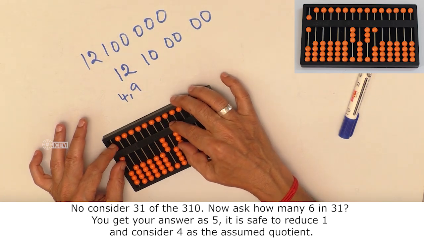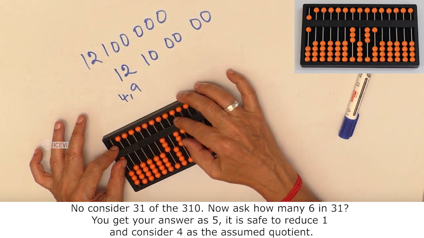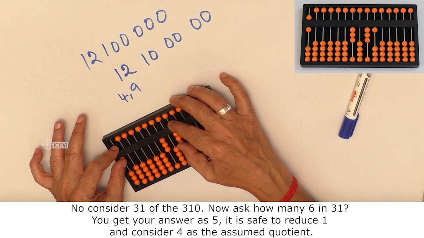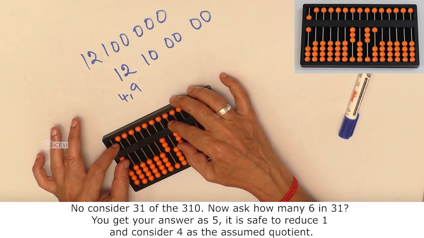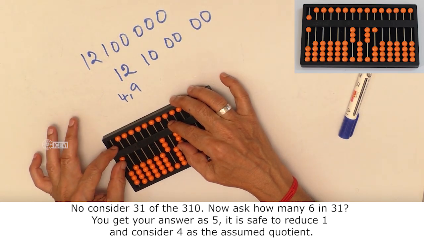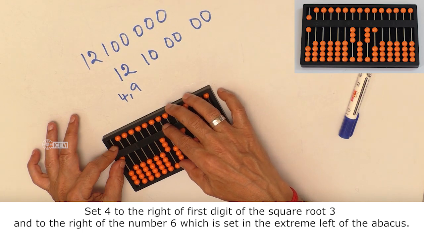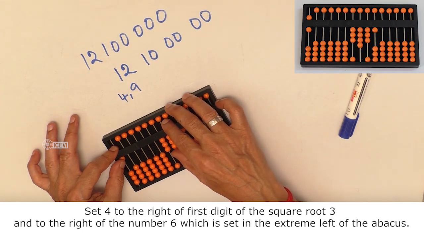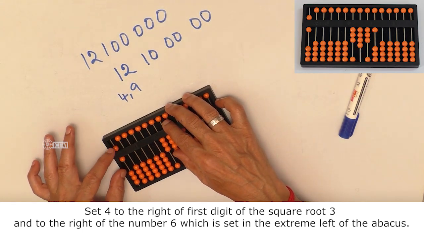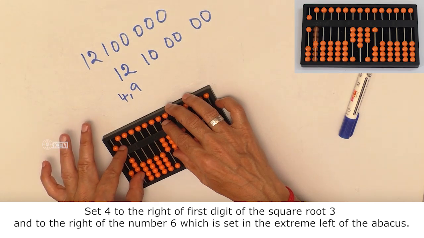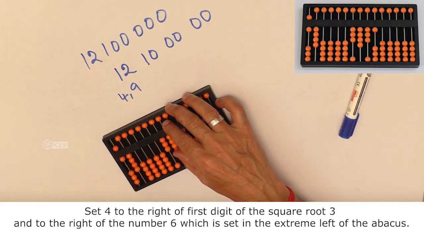Now consider 31 of the 310. Now ask how many 6's in 31. You get your answer as 5. It is safe to reduce 1 and consider 4 as the assumed quotient. Set the number 4 to the right of the first digit of the square root 3 and to the right of the number 6, which is set in the extreme left of the abacus.